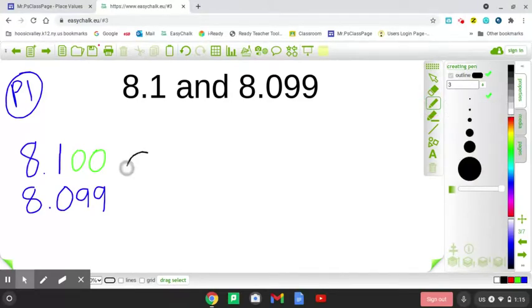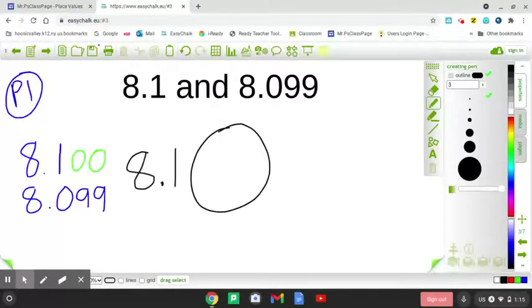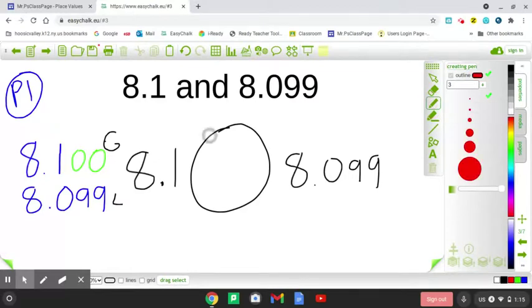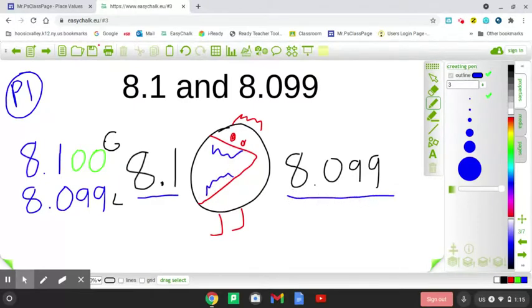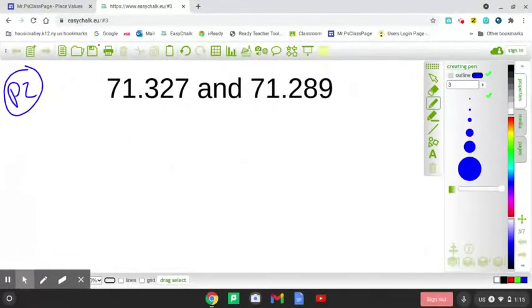So when we write our inequality statement, 8 and 1/10 and 8 and 99 thousandths, we know that this one is greater and that one is less. So we just have to be careful when we write the inequality statement to make sure Eddie is eating the larger amount. And then we have to be careful reading it, that we read it the right way. 8 and 1/10 is greater than 8 and 99 thousandths. Number 2, try it out.